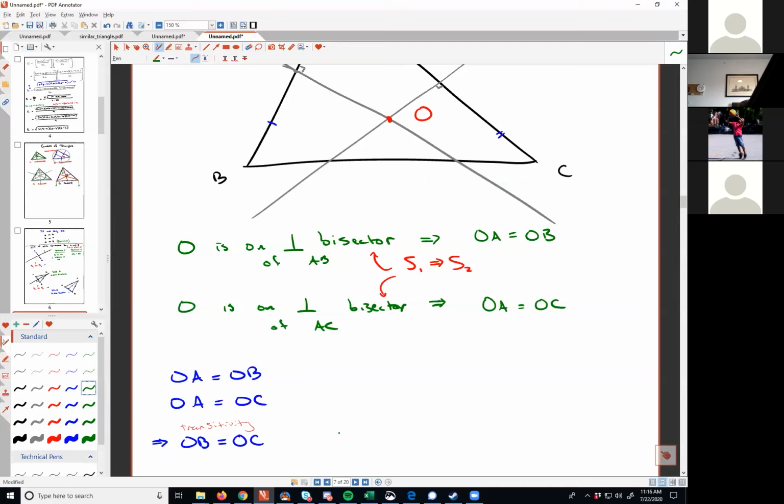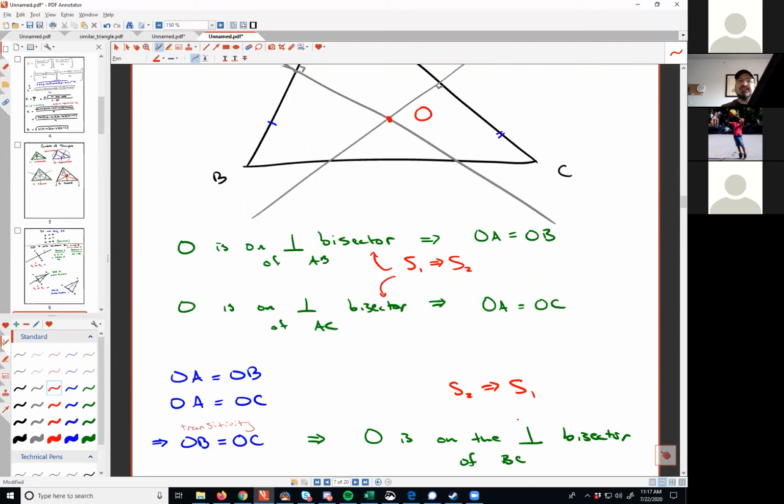Well, that's true. But think about statement 1 and statement 2. If OB is equal to OC, then O must be on the perpendicular bisector of BC. O is on the perpendicular bisector of BC. And that's statement 2 implies statement 1.